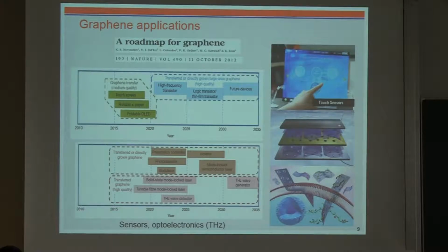So this is the roadmap done by Novoselov and Philip in 2012, and they predicted there will be very interesting applications using graphene, starting from touch screens, then we can move to high frequency transistors and so on. In terms of optoelectronics, we can make photodetectors, modulators, some isolators, even up to terahertz applications. And we are now in 2016, so we are here, and are we really seeing some real applications?